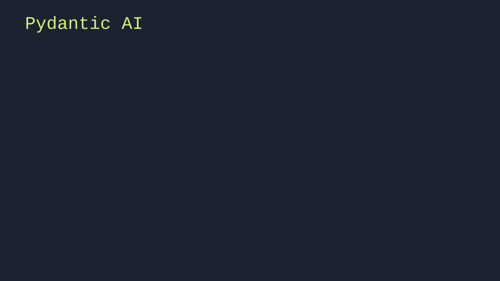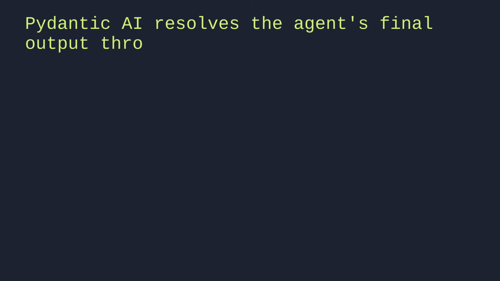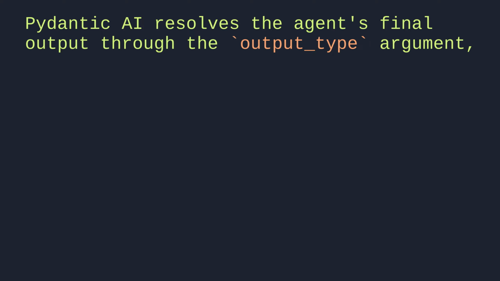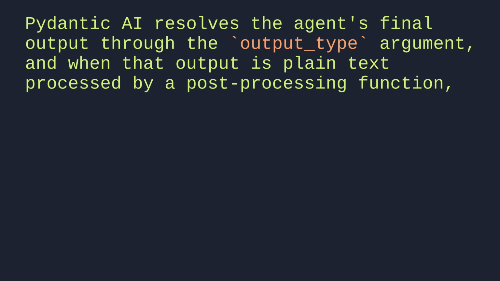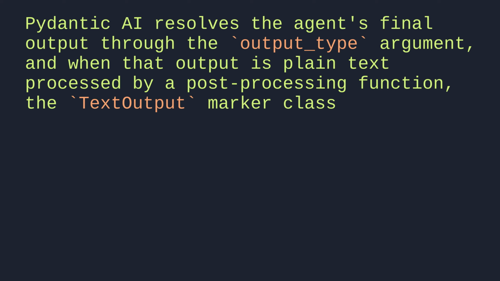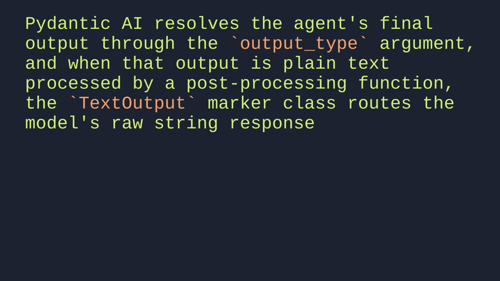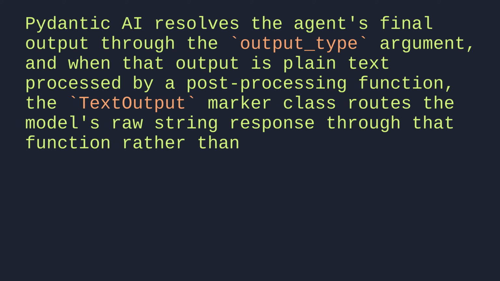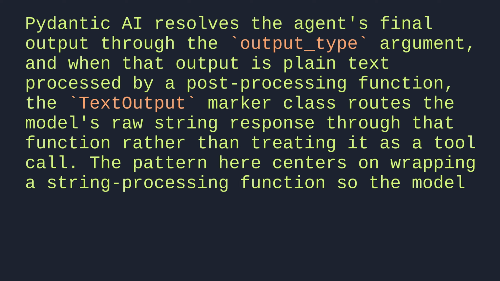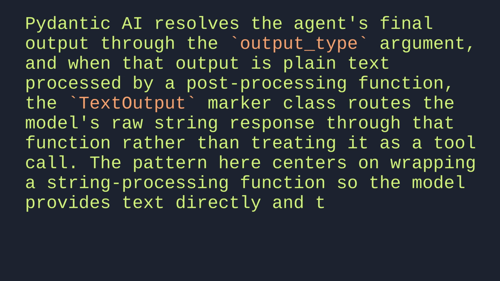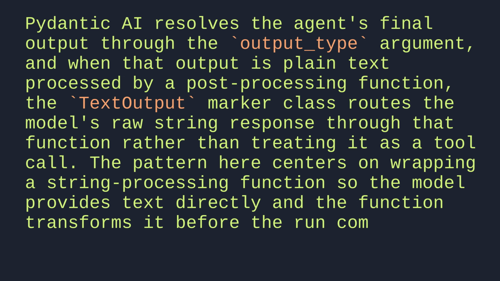Pydantic AI resolves the agent's final output through the output type argument, and when that output is plain text processed by a post-processing function, the TextOutput marker class routes the model's raw string response through that function rather than treating it as a tool call. The pattern here centers on wrapping a string processing function, so the model provides text directly and the function transforms it before the run completes.